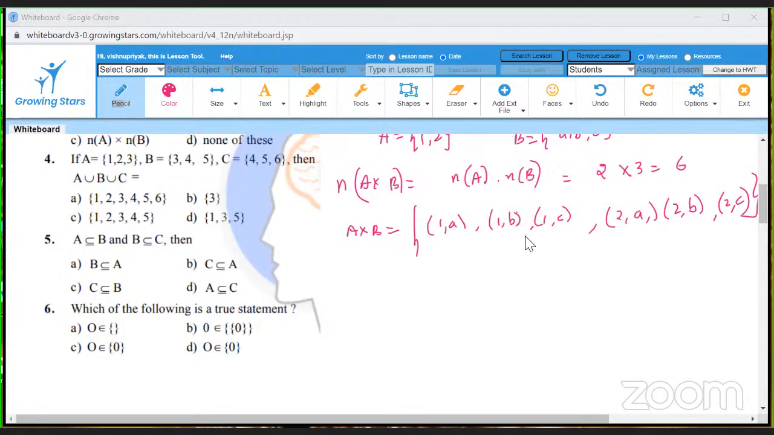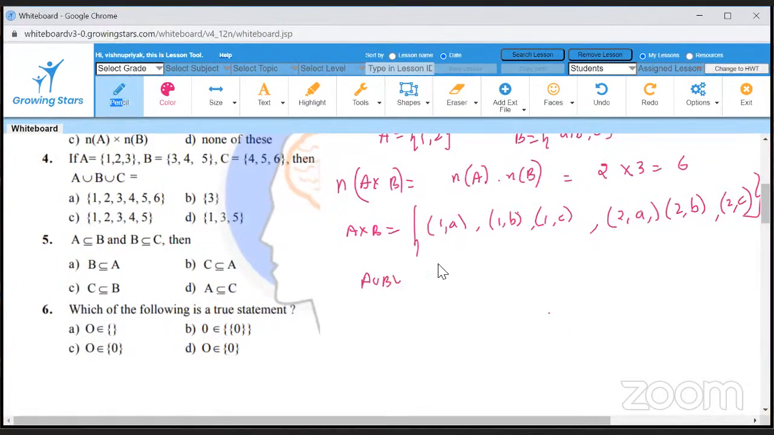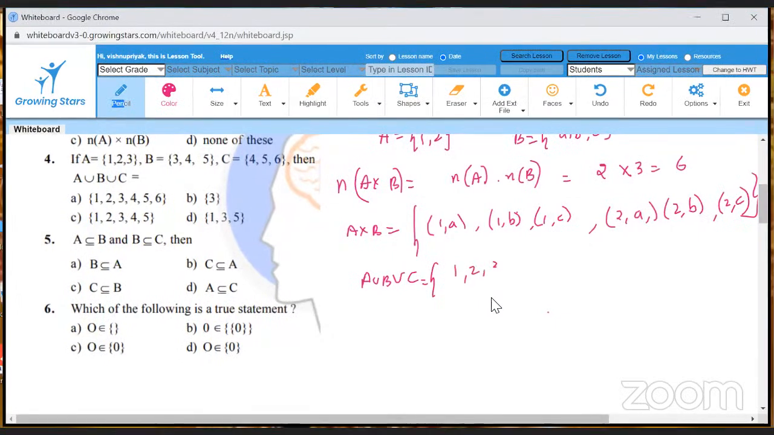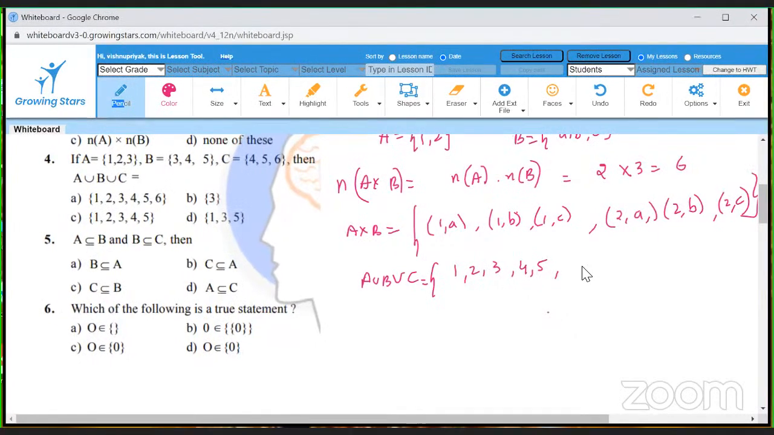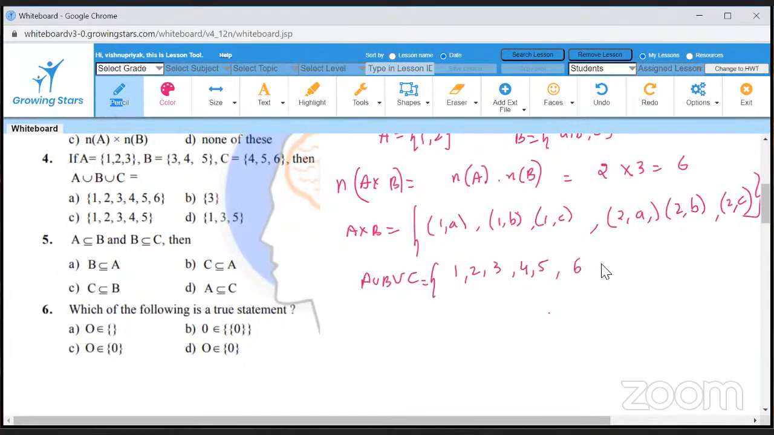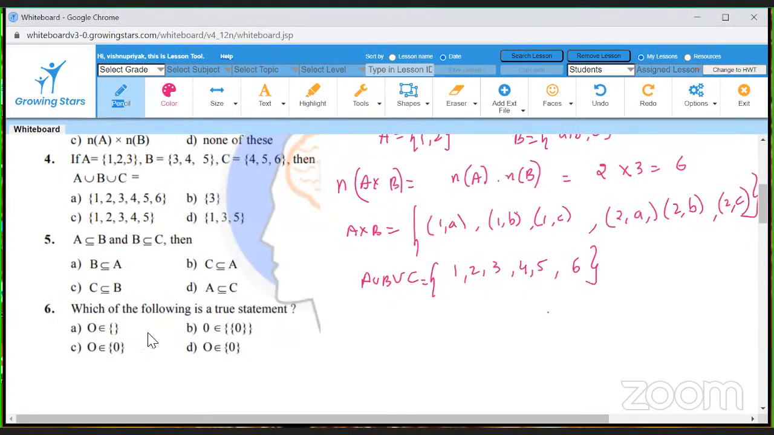Yes, everyone saying A. A is the correct. A union B union C. Write the elements of A, 1 to 3. Write the elements of B. 3 is already written. 4, 5. Write the elements of C. 4, 5 is already written. 6. So option A. Next, fifth.